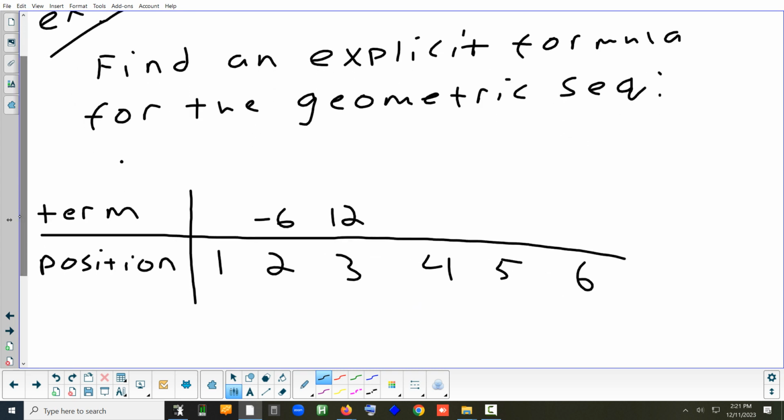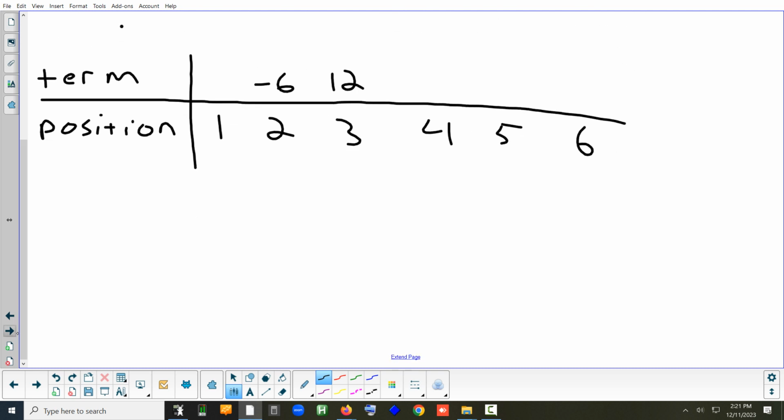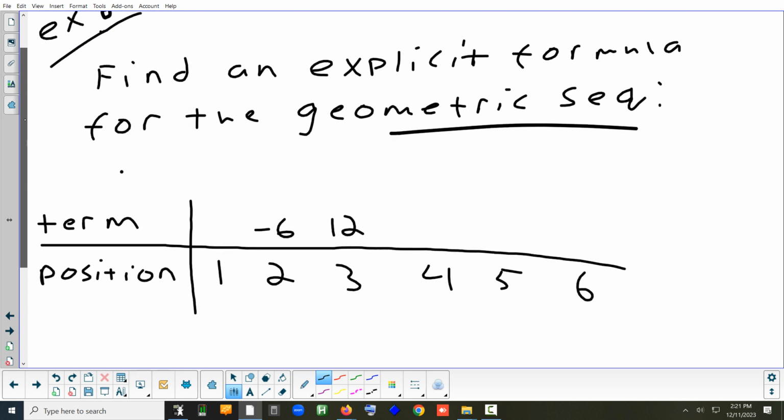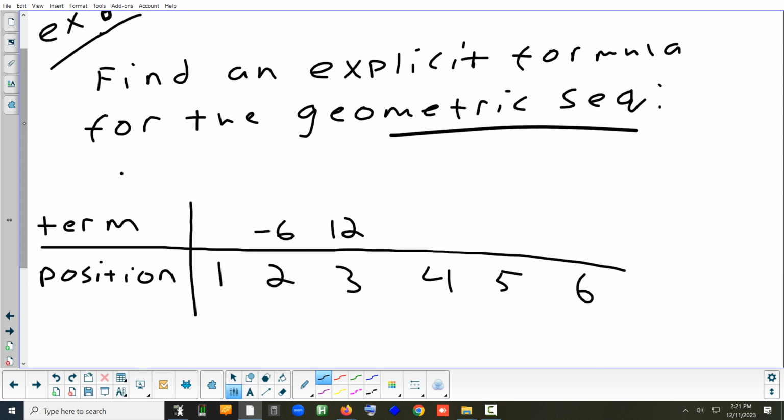Okay, so let's find an explicit formula for that geometric sequence. Now, if I didn't write this down, you would have trouble doing this one. Because some people may look at this and say, okay, to get from -6 to 12, I'm going to say you add 18 each time. And that could be the pattern. But since I say geometric, you know you're not adding 18 to get to 12. What are you doing to get to 12? Multiply by -2. You're multiplying by -2. Geometric has to be multiplication.